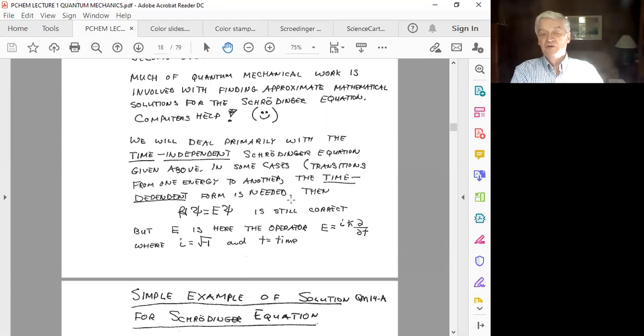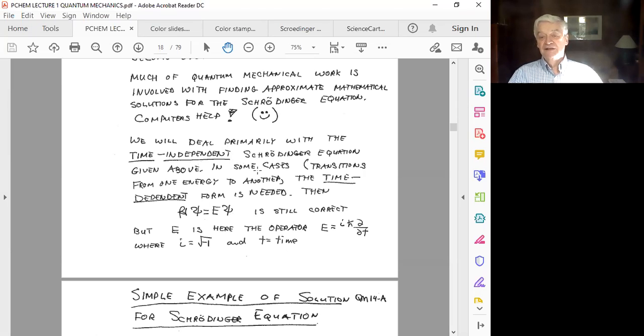I do want to tell you another bit of good news, which is we're going to stick to what's called the time-independent Schrodinger equation. As you know, Einstein said we live in a 4-dimensional world, X, Y, and Z, and also time. But we're going to stick to 3 dimensions.